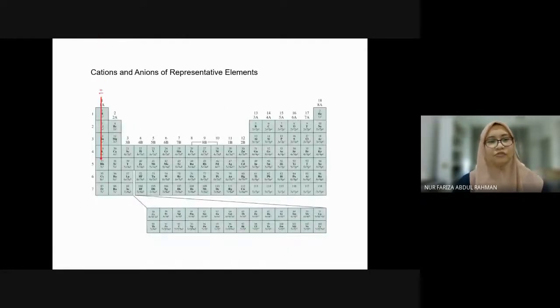This is just to show the positive ones. All group 1 elements should have a positive 1 charge. All group 2 elements should have a positive 2 charge. Group 13 becomes 3 plus. Group 17 is negative 1, group 16 is negative 2, and group 15 has negative 3.